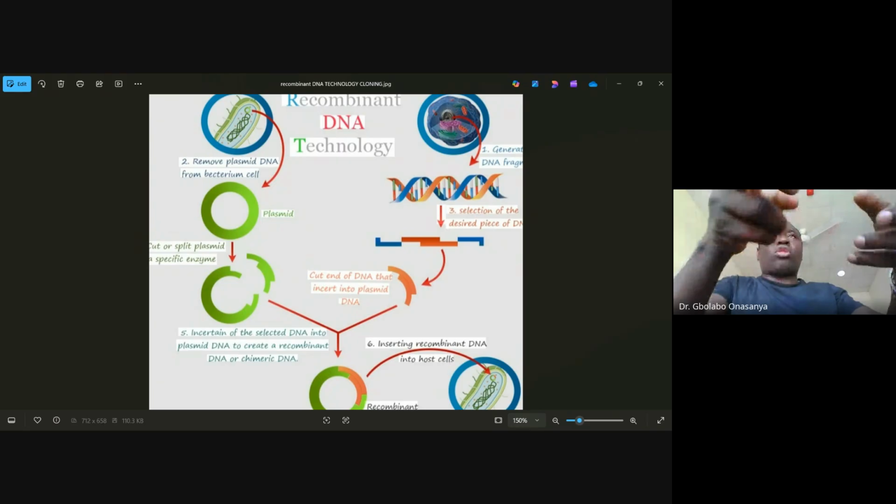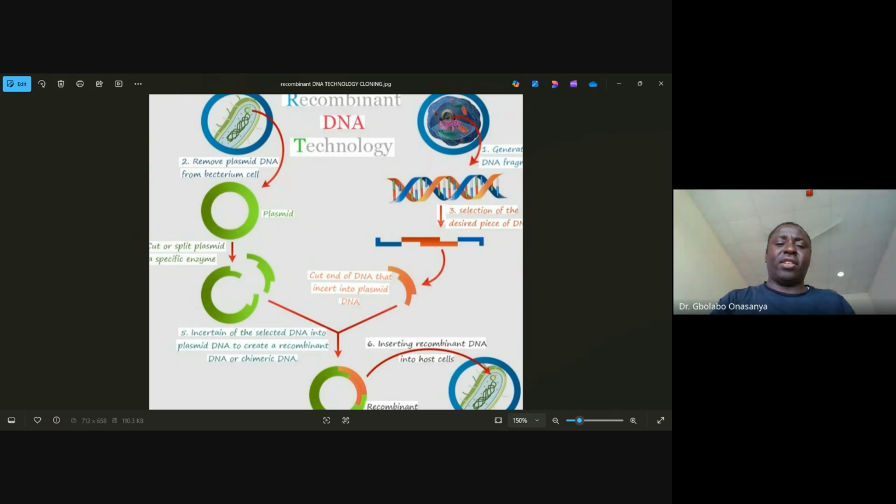So you get your plasmid, which is circular DNA in bacteria, from your typical bacteria. That is the procedure for extraction and purification of plasmid: molecular laboratory techniques. So you have extracted your insulin gene, and you have extracted your plasmid DNA.